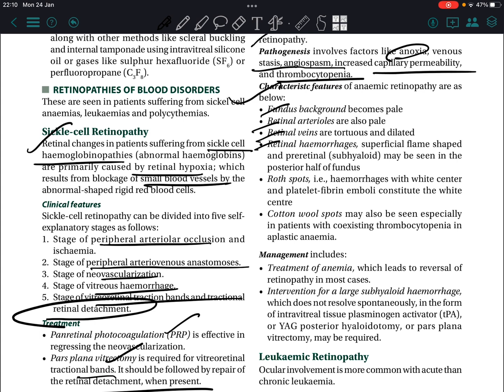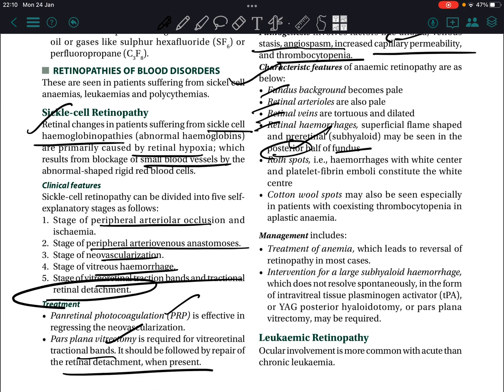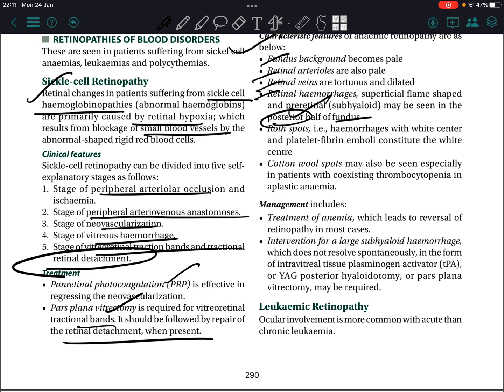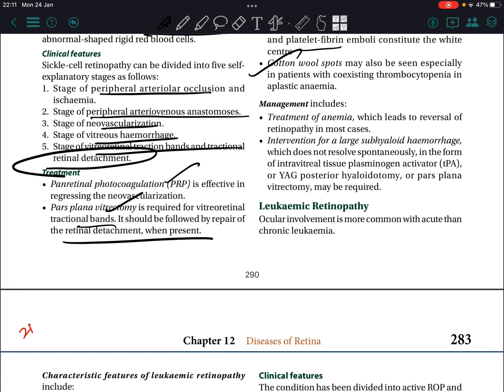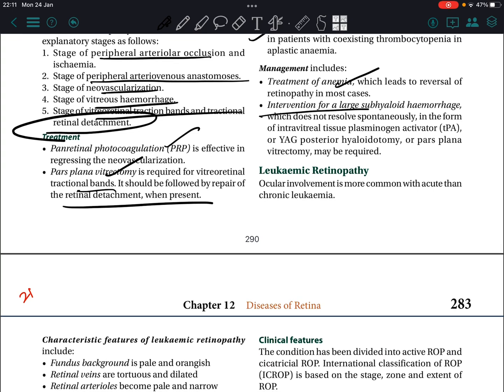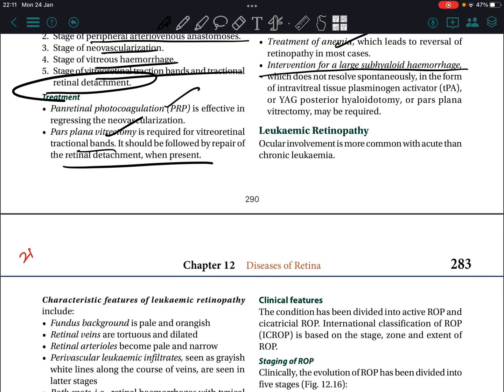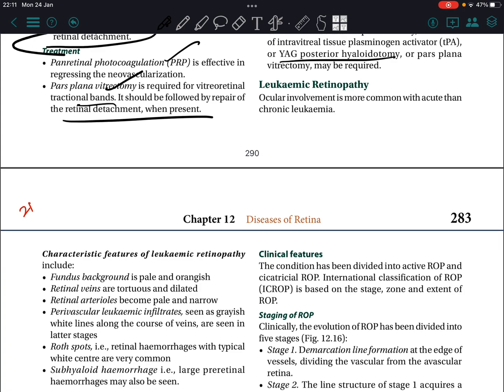are tortuous and dilated. Retinal hemorrhages, superficial, flame-shaped, and pre-retinal, may be seen in the posterior half of the fundus. Roth spots: hemorrhage with a white center, and platelet fibrin emboli constitute the white center. Cotton wool spots are seen. Management: treatment of anemia, intervention for large subhyaloid hemorrhage, such as Nd:YAG posterior hyaloidotomy.